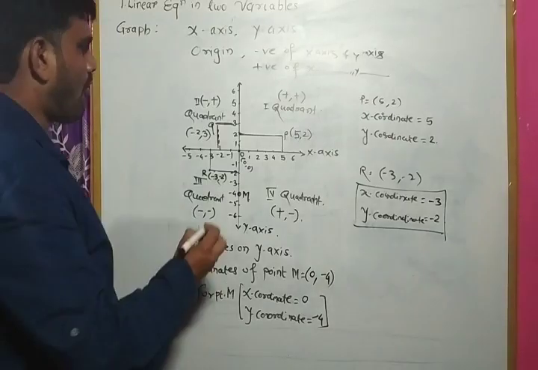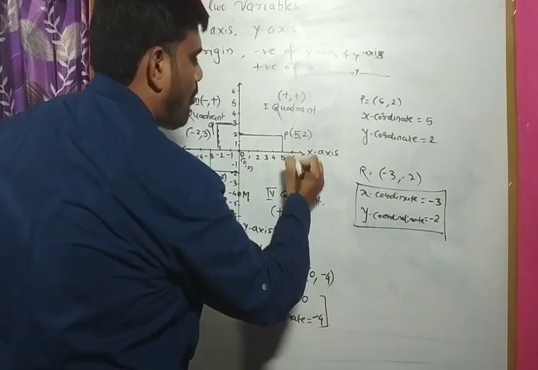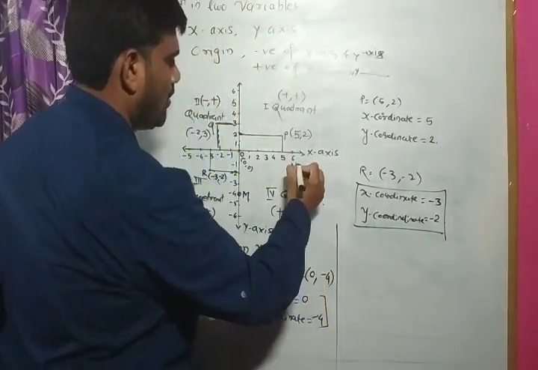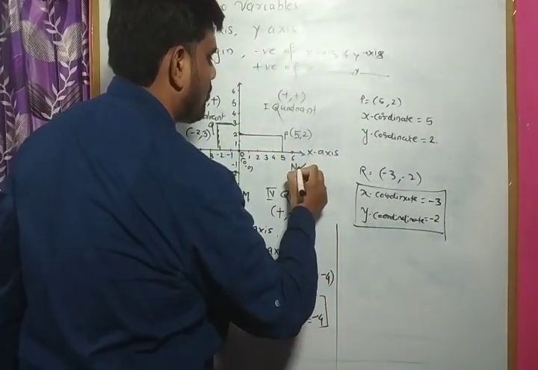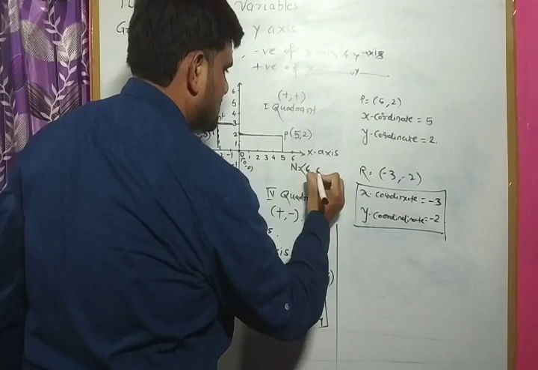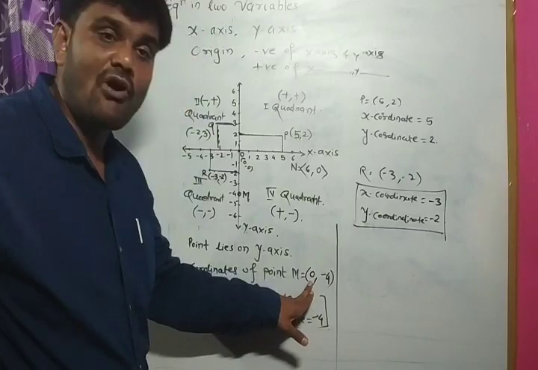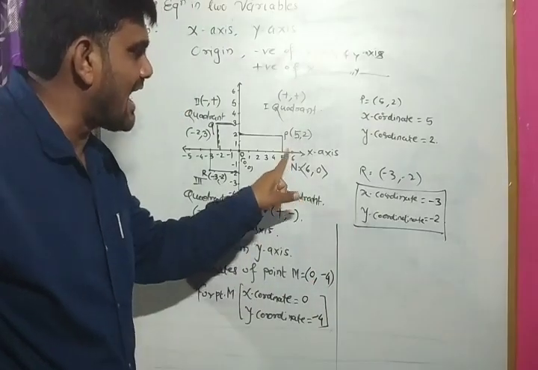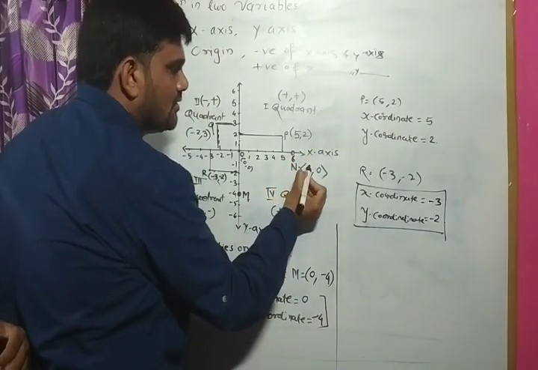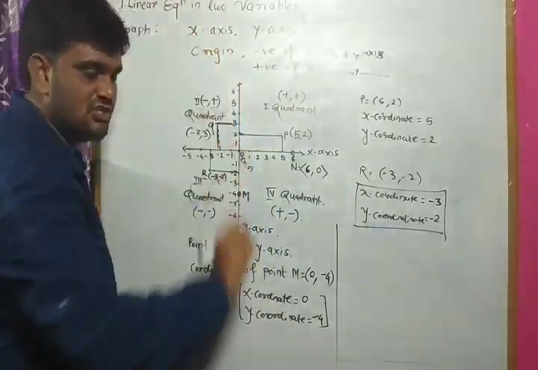Now a point is lying here on 6. Suppose this is point N. Now this point N has the coordinates 6, 0. Now you see the difference here. Here the x coordinate was 0. Now this N is lying on the x-axis, so the x coordinate is 6 and the y coordinate becomes 0.